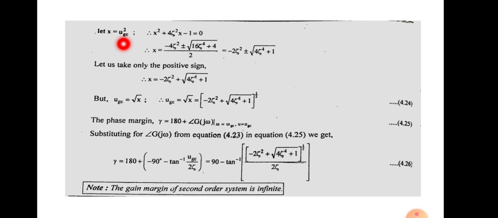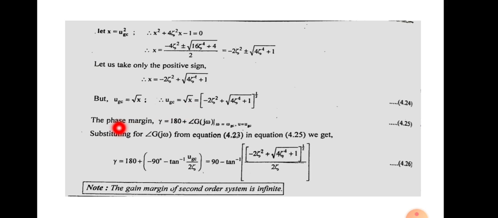So for finding the value of UGC, we are taking only the positive values. See here, x is equal to minus 2 epsilon square plus or minus; we are taking only the plus symbol. So we will get the value of x as minus 2 epsilon square plus square root of 4 epsilon raised to 4 plus 1. So UGC will be equal to square root of x. That is, UGC will be equal to square root of minus 2 epsilon square plus square root of 4 epsilon raised to 4 plus 1. So we will get the equation of UGC like this.